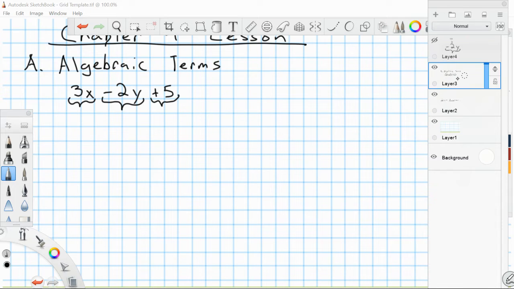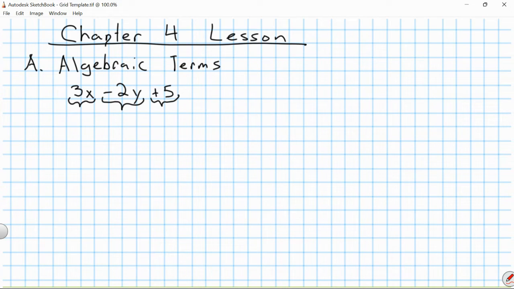Here I have an algebraic expression, 3x minus 2y plus 5. Now this is an algebraic expression because it has variables. Terms are the things that are separated by plus or minus signs, okay? And here we have an expression that has 1, 2, 3 terms.